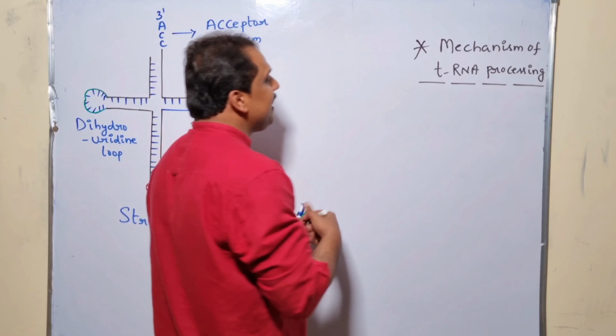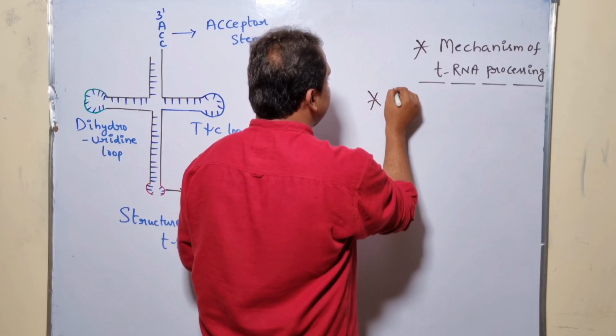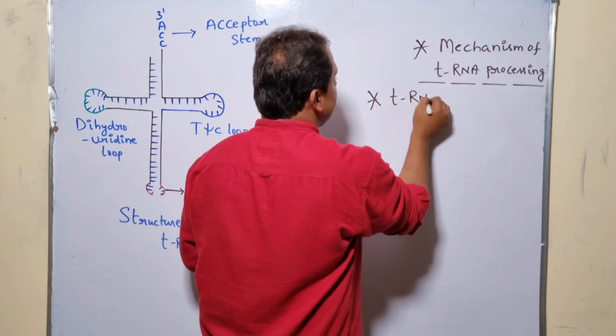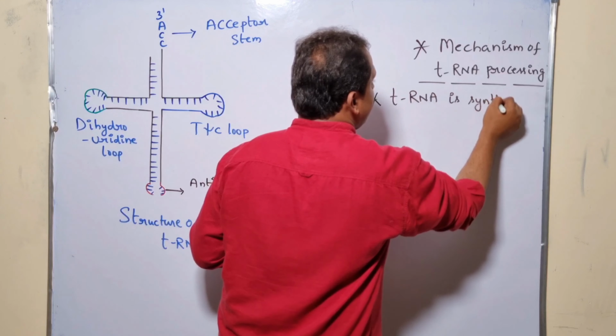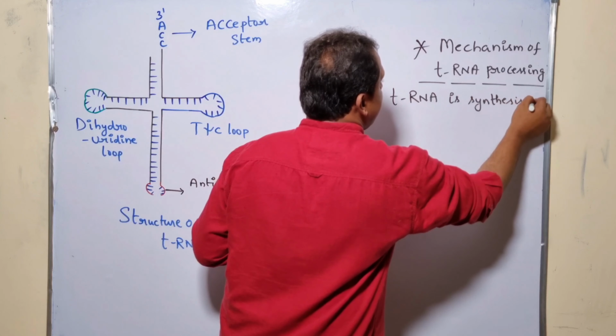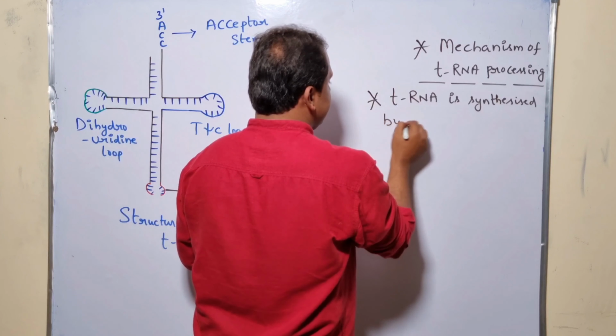So here tRNA is synthesized by RNA polymerase 3.